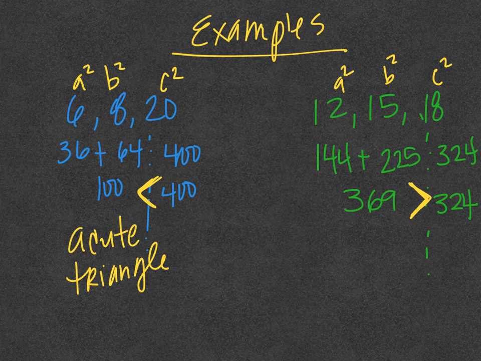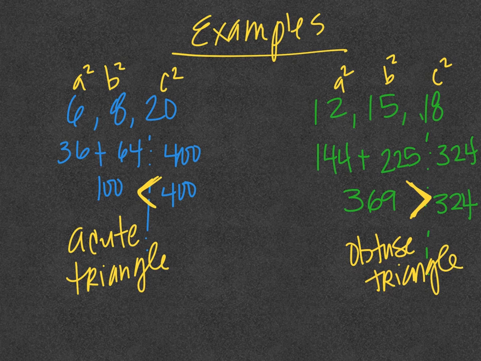A squared plus B squared this time was greater than C squared. So this would be an example of an obtuse triangle. And then just like we've done before, if they equal each other, then it's a right triangle.